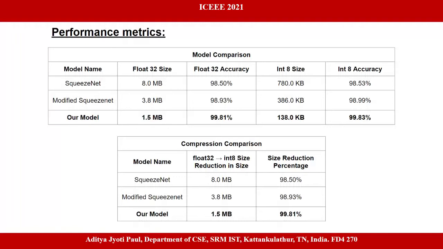The original SqueezeNet model was 8 MB. Modified SqueezeNet, where we removed some of those modules, was 3.8 MB, and our model was 1.5 MB. This was without any quantization. But after quantization, the original SqueezeNet was 780 KB, the modified one was 386 KB, while our one was just 138 KB. So for the int8 accuracies, again, you can see that our model had the highest accuracy amongst all 3 compared models.